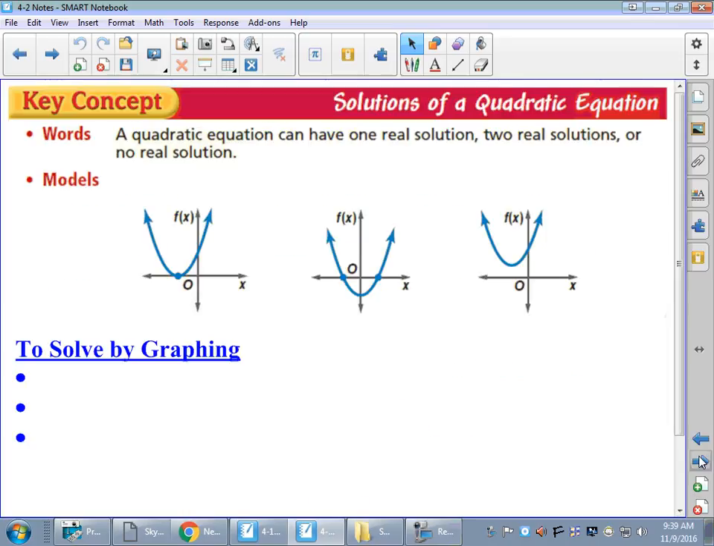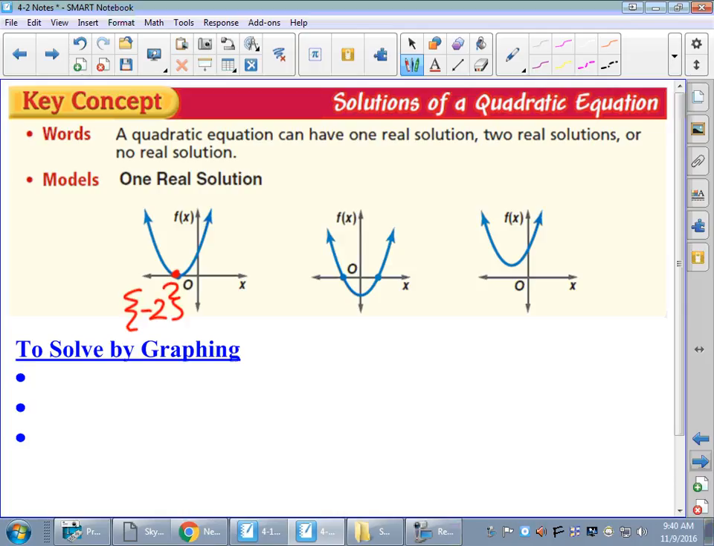So we have 3 different scenarios, 3 different things that can occur when you graph a parabola, a quadratic. So if you graph the parabola, and let's say that the vertex lands on the x-axis, then this particular quadratic would have one real solution. And the one real solution is where it crosses the x-axis. So in this case, it looks like it's 2 to the left, so our solution here would be -2. And we put it in solution sets like we did with absolute value functions.